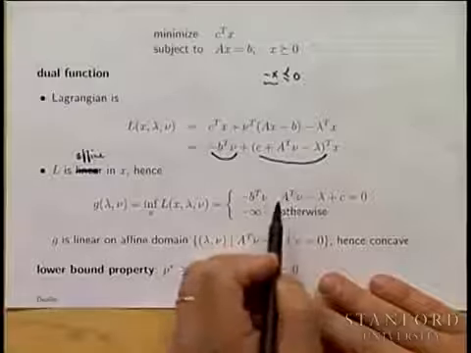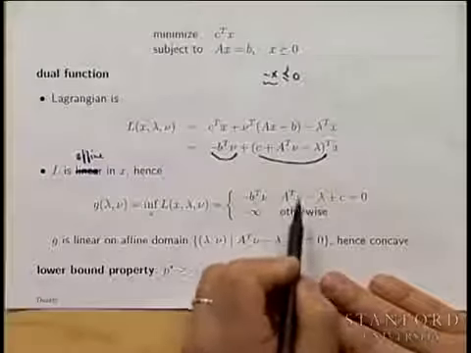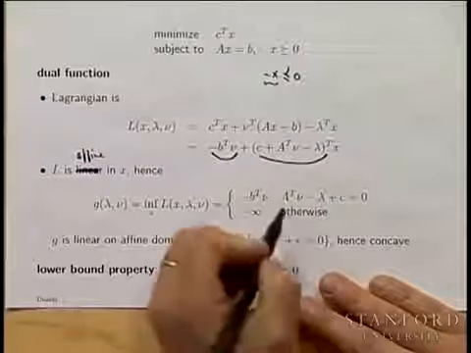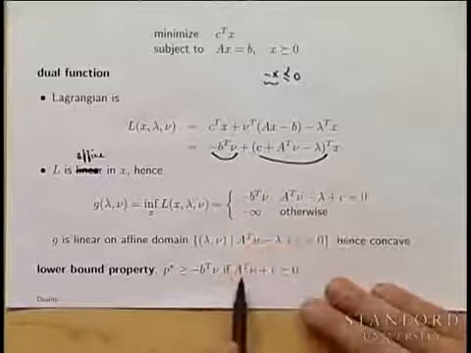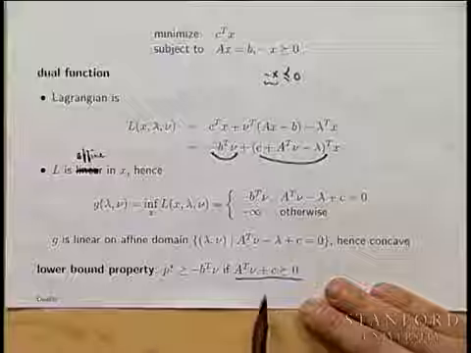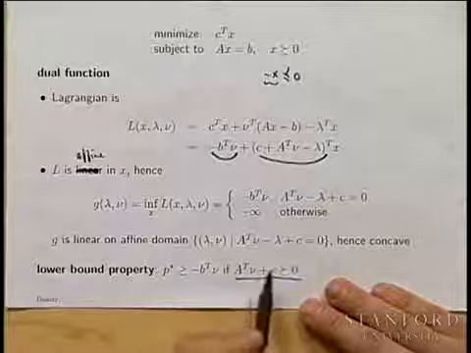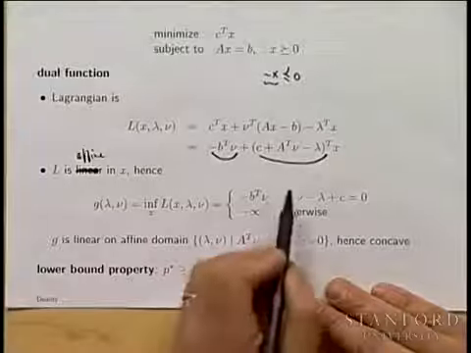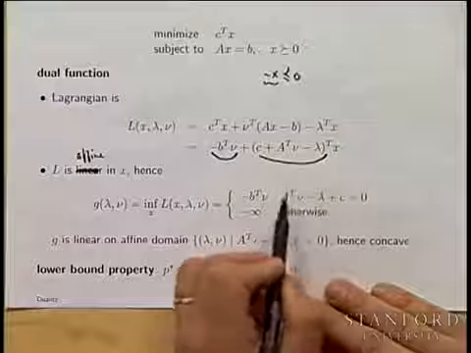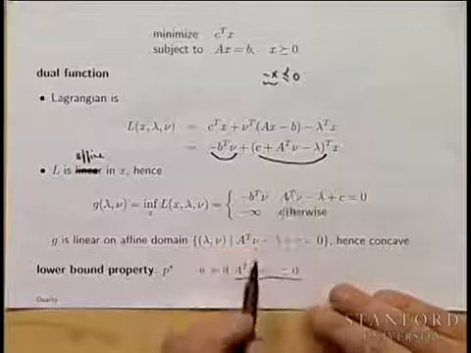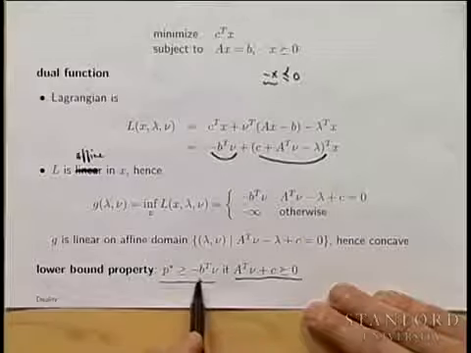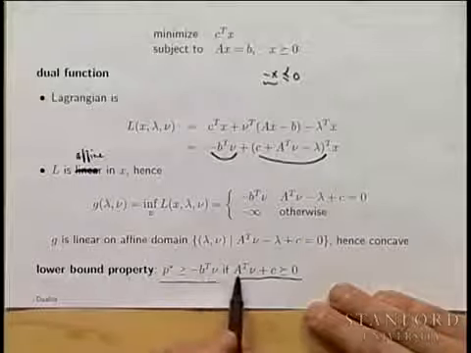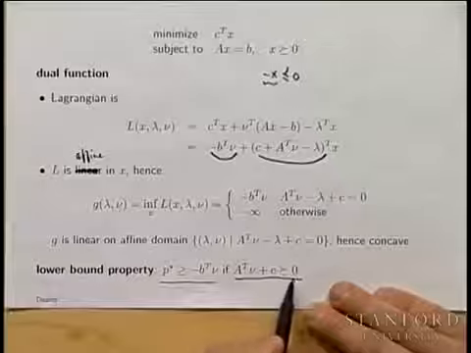It says, if I pick lambda, sorry, such that A transpose nu plus C is non-negative. Suppose I do that. Then I simply let lambda equal this thing, and then with that choice, this is true, and then I get the following. I get P star is bigger than minus B transpose nu, provided A transpose nu plus C is bigger than or equal to 0.